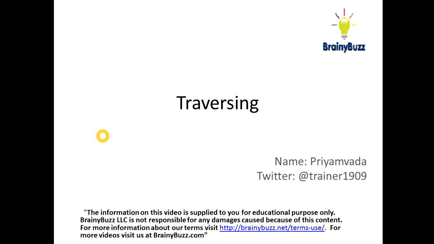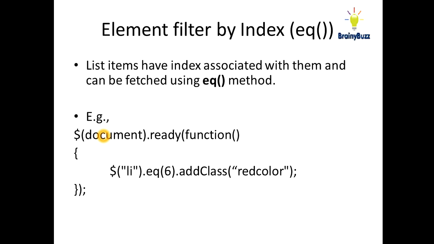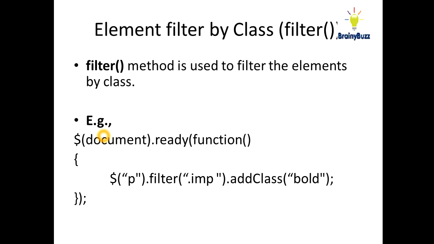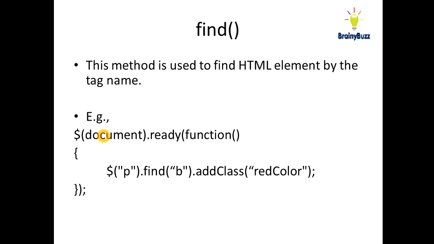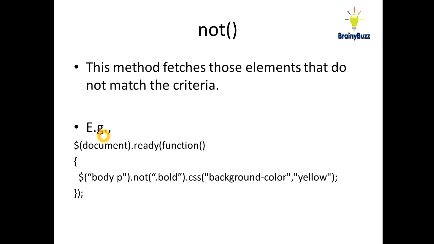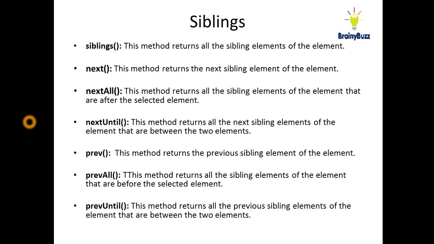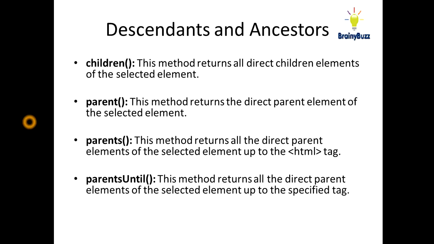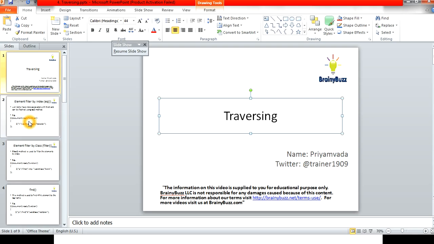This is Premada and we are going through the jQuery tutorials. So far we have seen some of the selectors and some of the class methods. So now we'll see some traversing. We have seen the each element method, filter method, find, first, last, not, and some of the siblings methods. So let's see some descendants and ancestors.